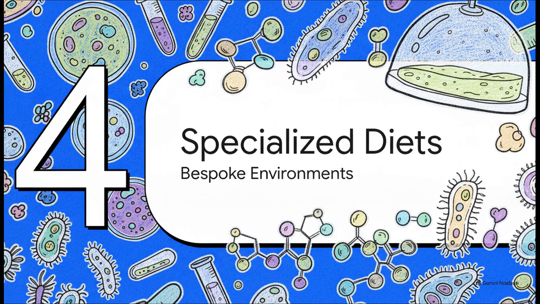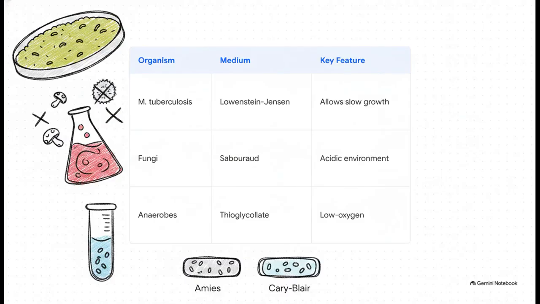Section 4. Highly specialized diets. Microbiologists constantly have to adapt the chemical environment to solve highly unique challenges. If you're hunting for Mycobacterium tuberculosis, you use Lowenstein-Jensen medium, which is an egg-based solid that supports its painfully slow growth. What about fungi like yeasts and molds? You use Sabouraud dextrose agar, which is highly acidic to kill off any competing bacteria.